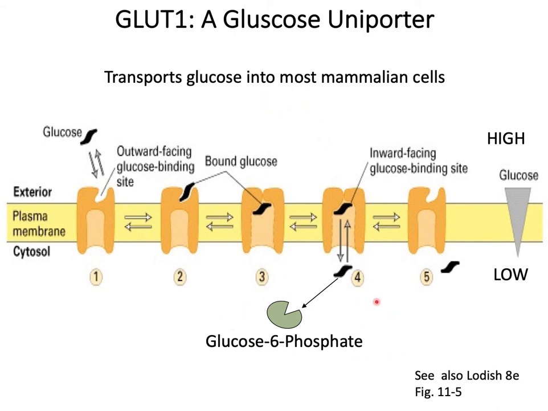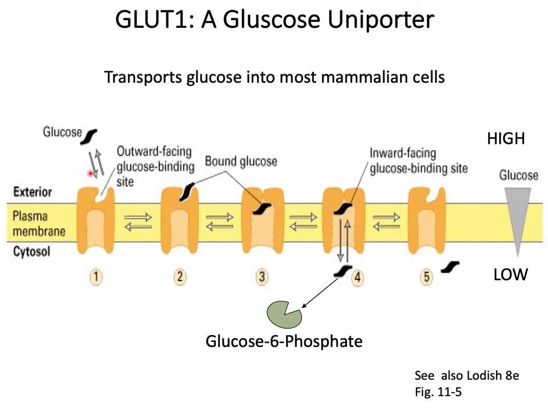So it is immediately converted to glucose 6-phosphate. So glucose concentration is always high outside, and as the glucose coming inside the cell is converted to glucose 6-phosphate, the concentration is constantly maintained. So once the glucose is in the cytosol, the transporter can change conformation again, such that the glucose binding site is now in outward orientation once again.